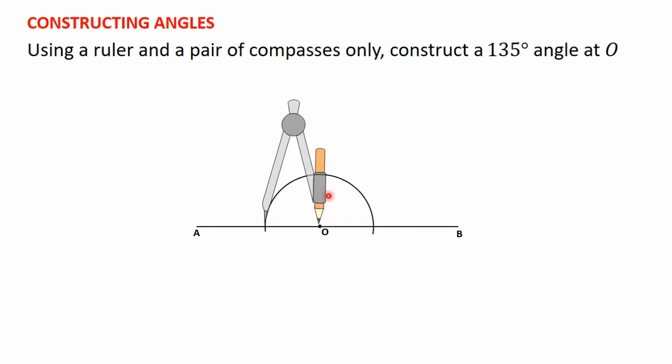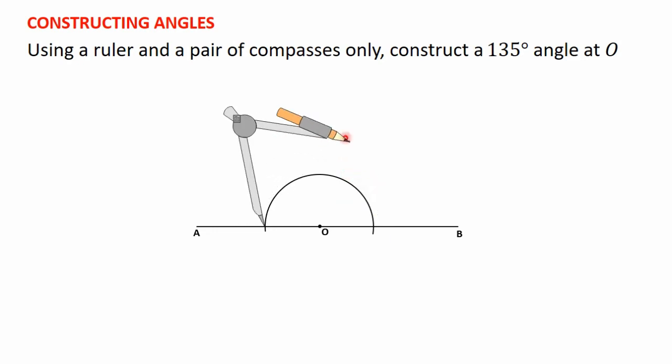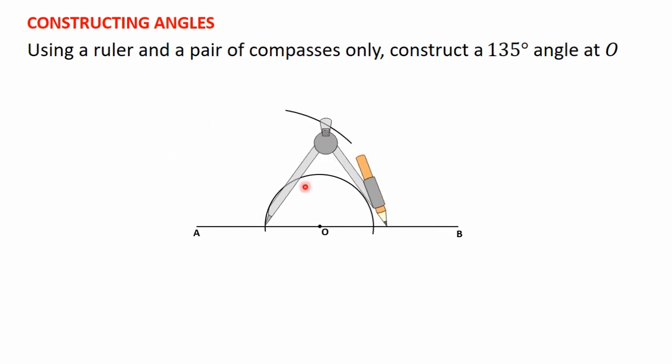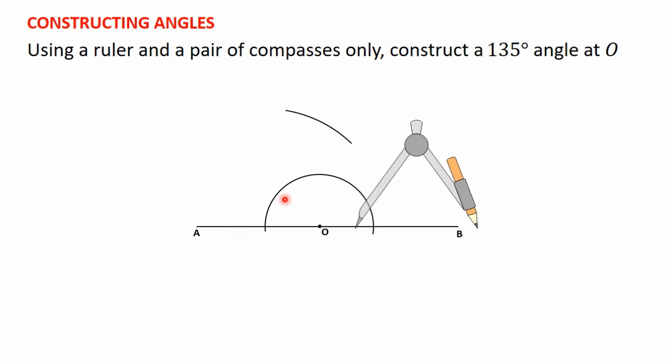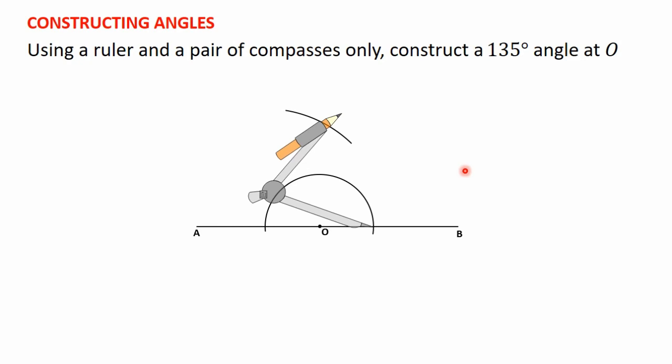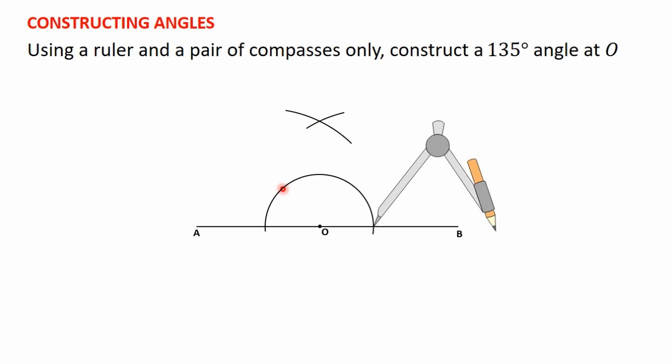To do that, we move the needle of the compass from point O and put it on this point. Then you open the compass a little bit, then you turn it and construct an arc. After that, with the same radius, so you don't open the compass and you don't close it, with the same radius you used to draw the first arc, you take the needle of the compass to this point, then you turn the compass and construct another arc to intersect the first one that you drew.